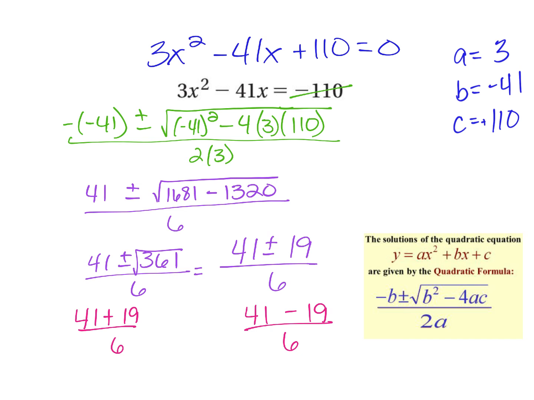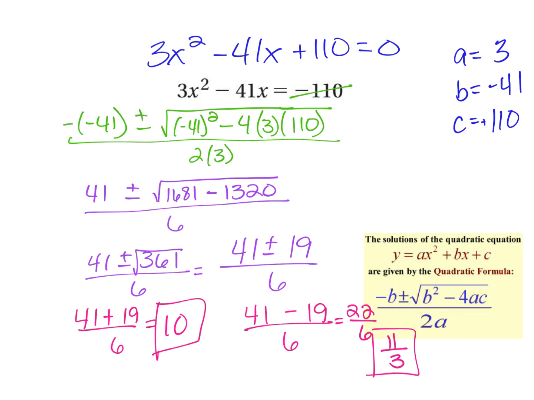41 plus 19 divided by 6 is 10. 41 minus 19 divided by 6 is a crazy decimal. So it looks like, let's see, 41 minus 19 is 22 over 6. But I can simplify by dividing by 2. So it would be 11 over 3. So then our answers are these two values here.